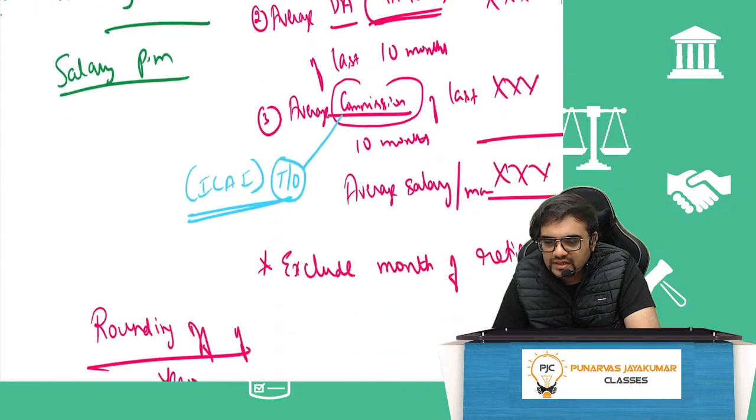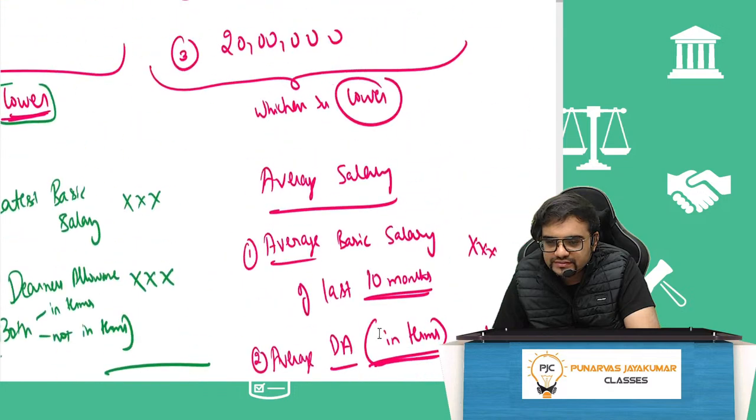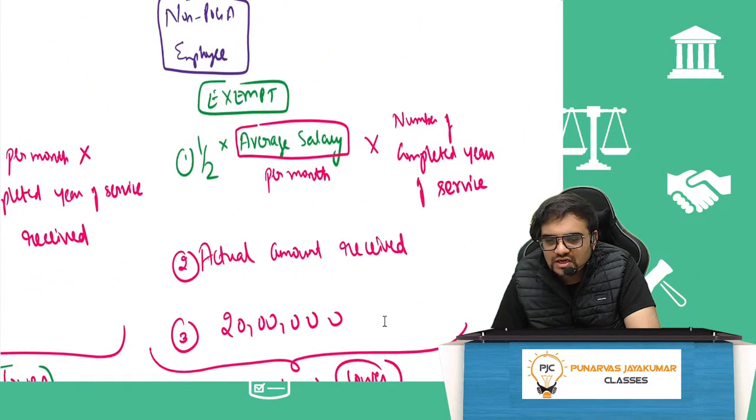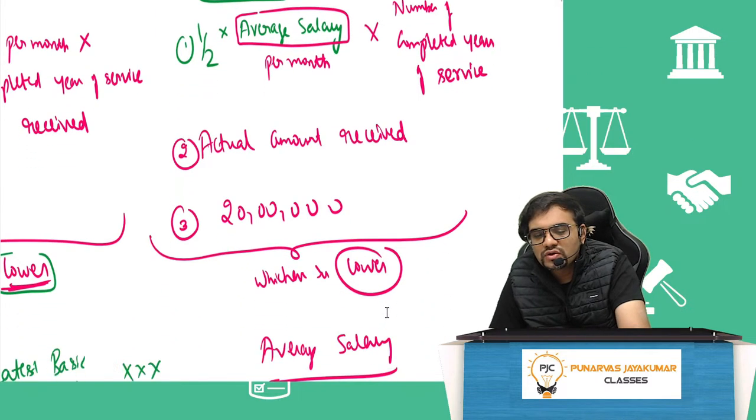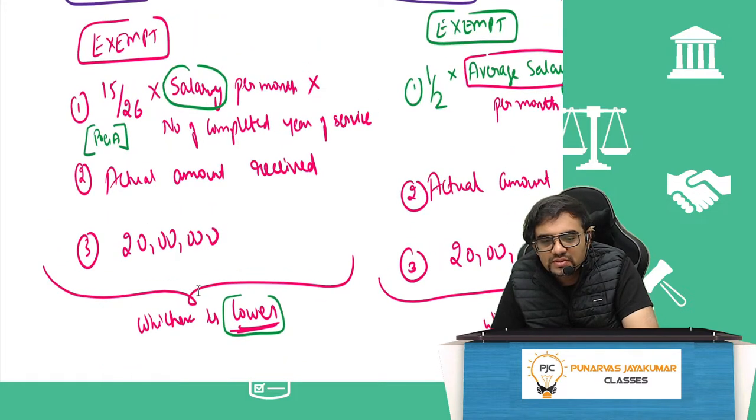Interesting to know, I should exclude the month of retirement. So if I am retiring in October, I should take the 10 months prior to that. Half into average salary per month into number of completed years of service, actual amount received or 20 lakh, whichever is lower. And here it is 15 by 26 into salary per month into number of completed years of service, actual amount received or 20 lakh, whichever is lower.